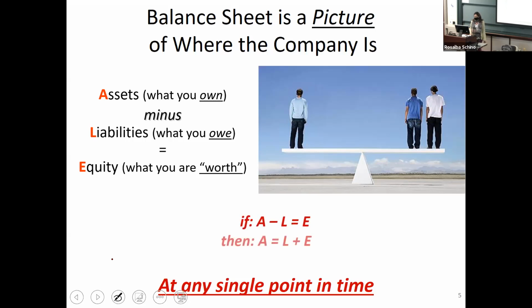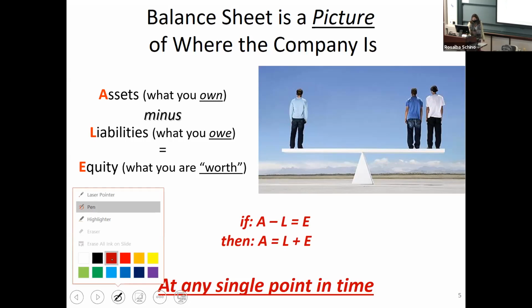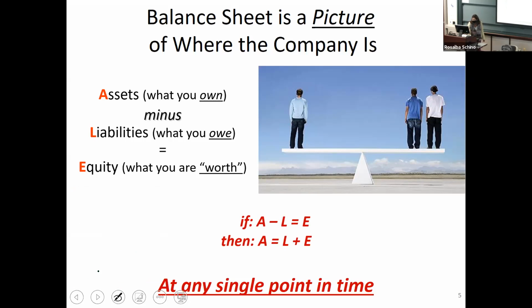So if assets minus liabilities equal equity, then assets equal liabilities plus equity. And again, we said that before. This equation, guys, is really what you need to learn and understand: for each and every resource, I have a claim against that resource, which comes from liabilities or equity at any single point in time.